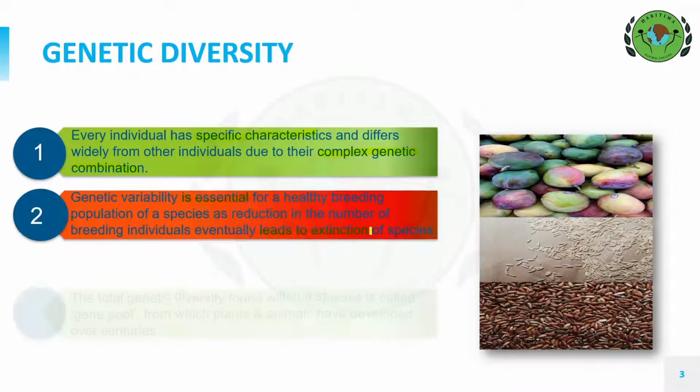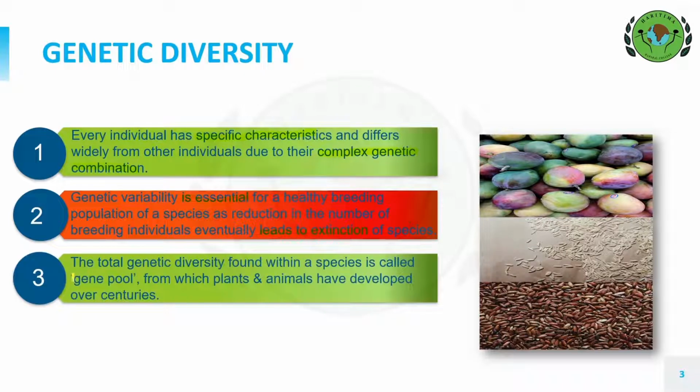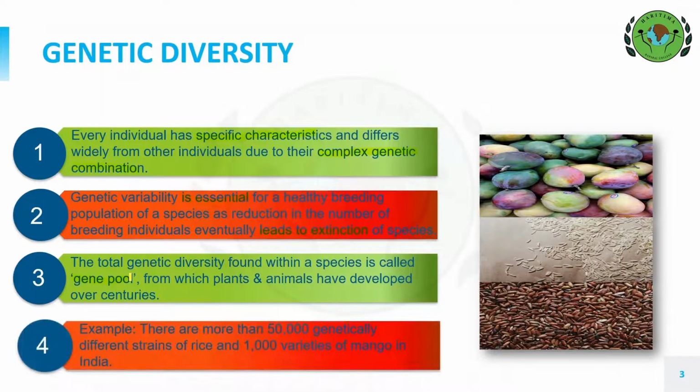A gene pool is the total genetic diversity found within a population or a species. A large gene pool has extensive genetic diversity and is better able to withstand the challenges posed by environmental stresses. We have been using this gene pool for development of domestic animals and crops for thousands of years. Examples: there are more than 50,000 genetically different strains of rice and over 1,000 varieties of mangoes in India.